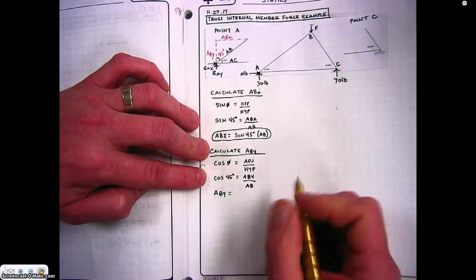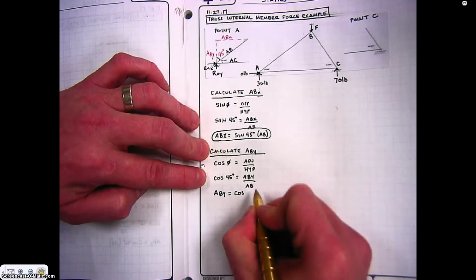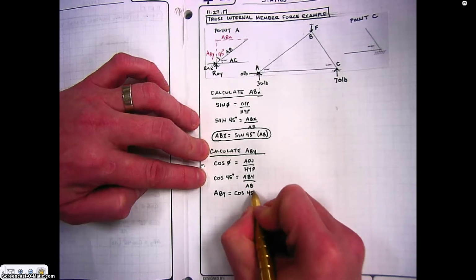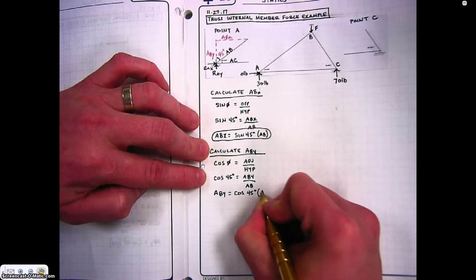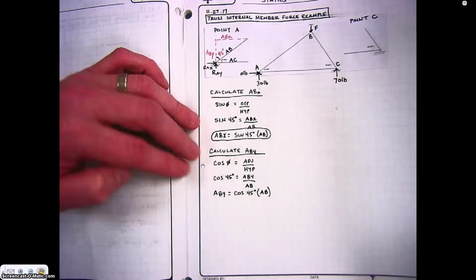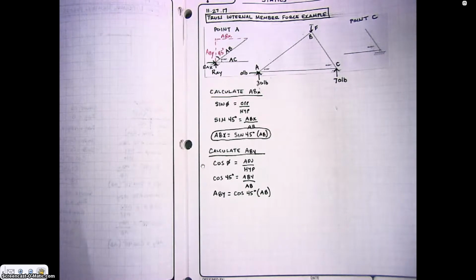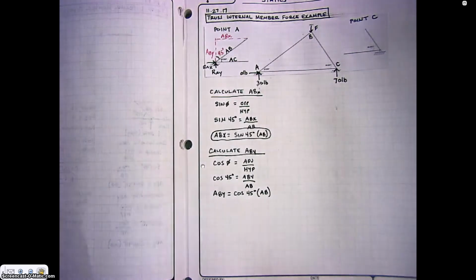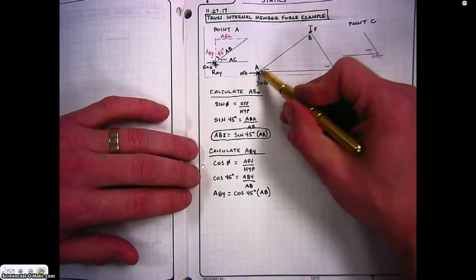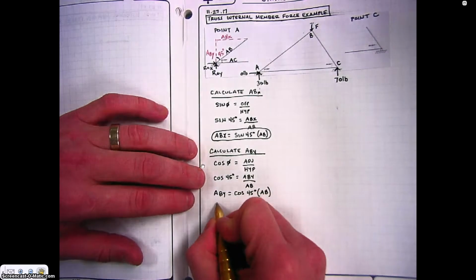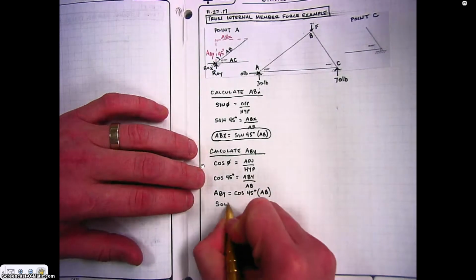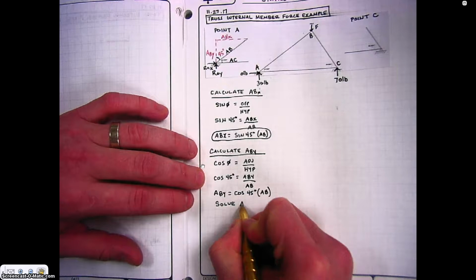So ABY is equal to the cosine 45 degrees times AB. So once we have those two things, we can go ahead and solve for member AB. So right now we're going to solve for AB.